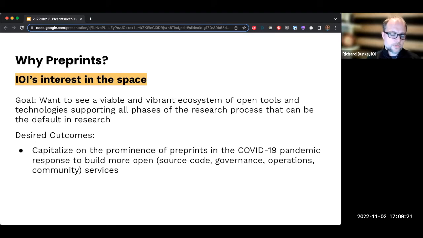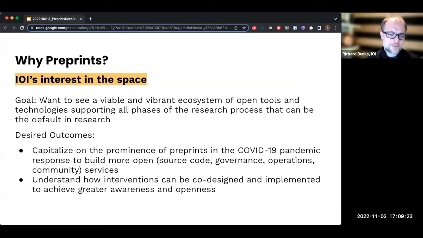Also, as part of this, we want to understand how interventions can be co-designed. So while this was focused on preprints, we're also looking at setting the mold, or the structure, if you will, for these types of co-design interventions, and how we might be able to implement this, both in terms of greater awareness and actually to build more openness in the space.